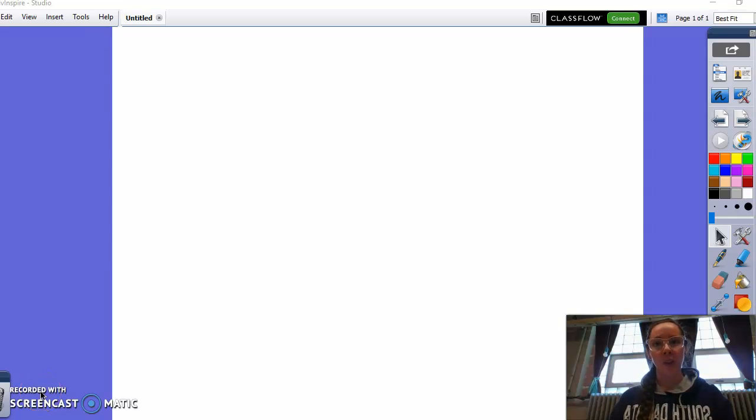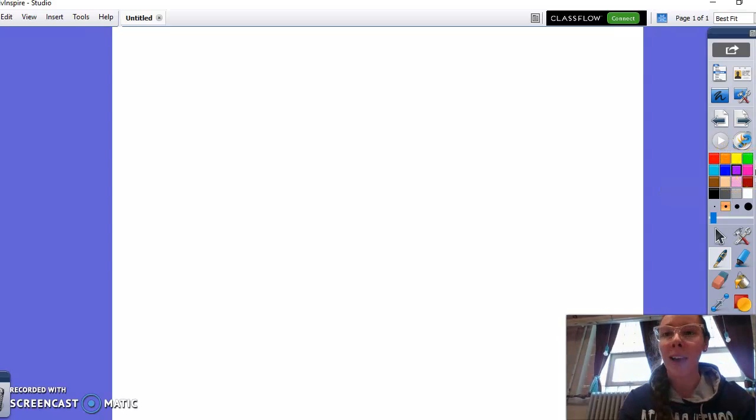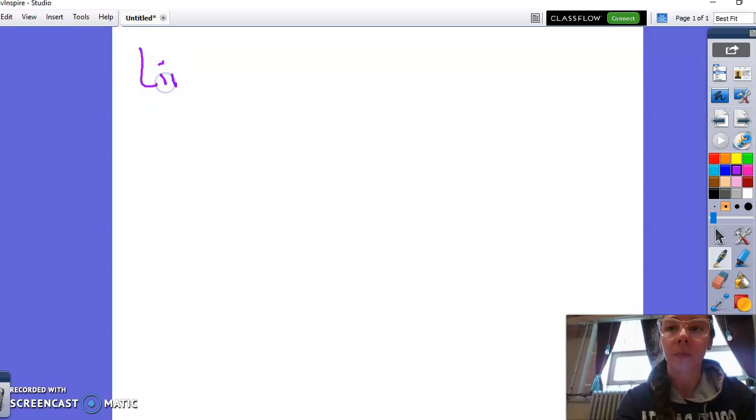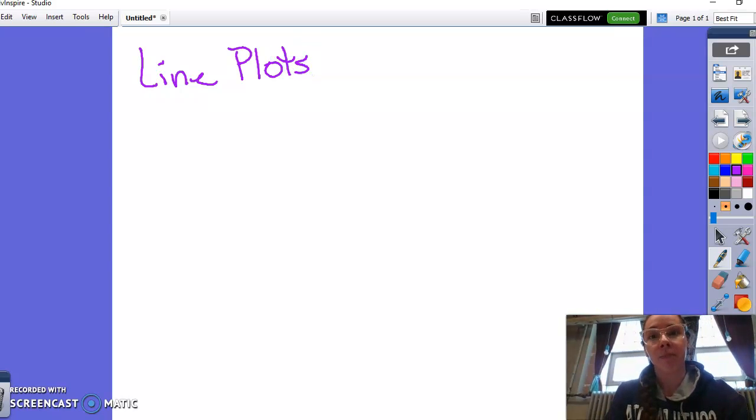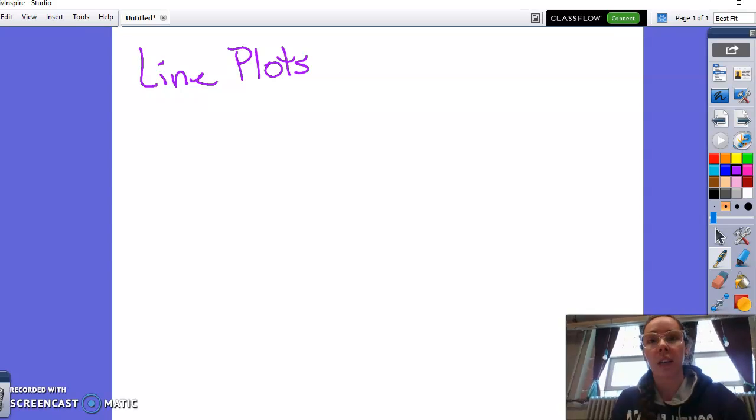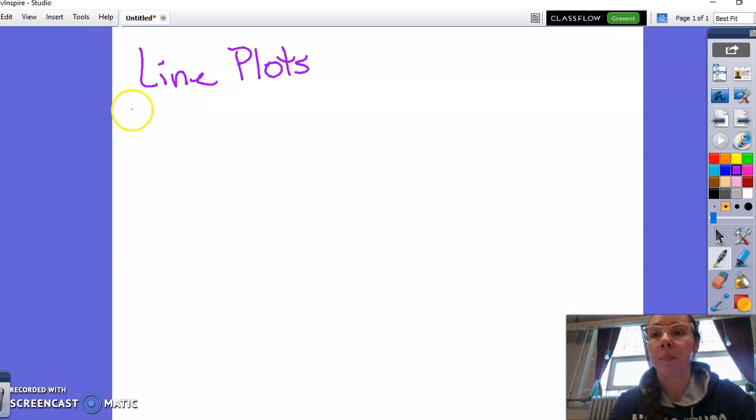Go ahead and grab your math notebook if you haven't already. We're going to put in some notes. Make sure in your table of contents that you add a different section for Chapter 9. And then the title for this is going to be line plots. Don't forget your page number. And as soon as you have that done, then we'll go ahead and get started. So pause the video if you need to, but I'm going to jump in.